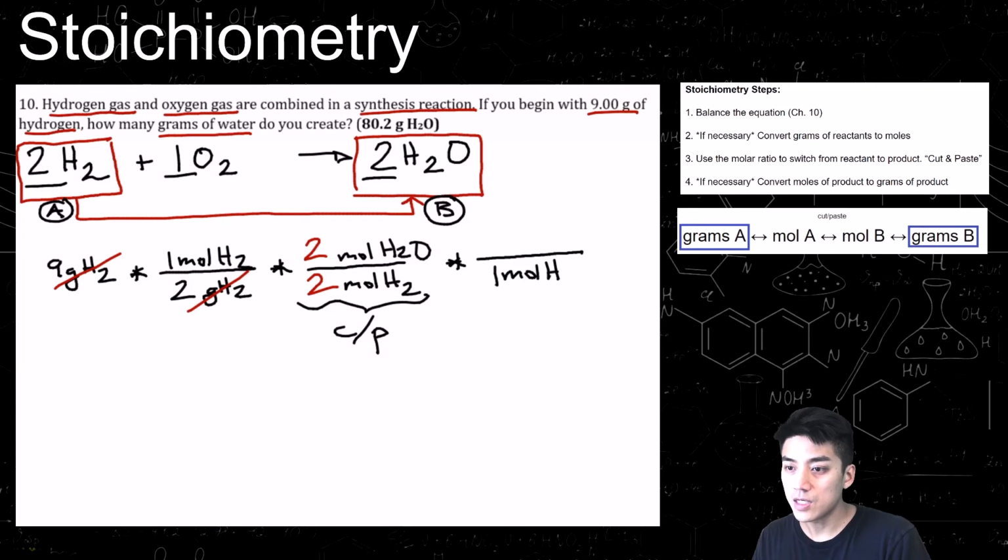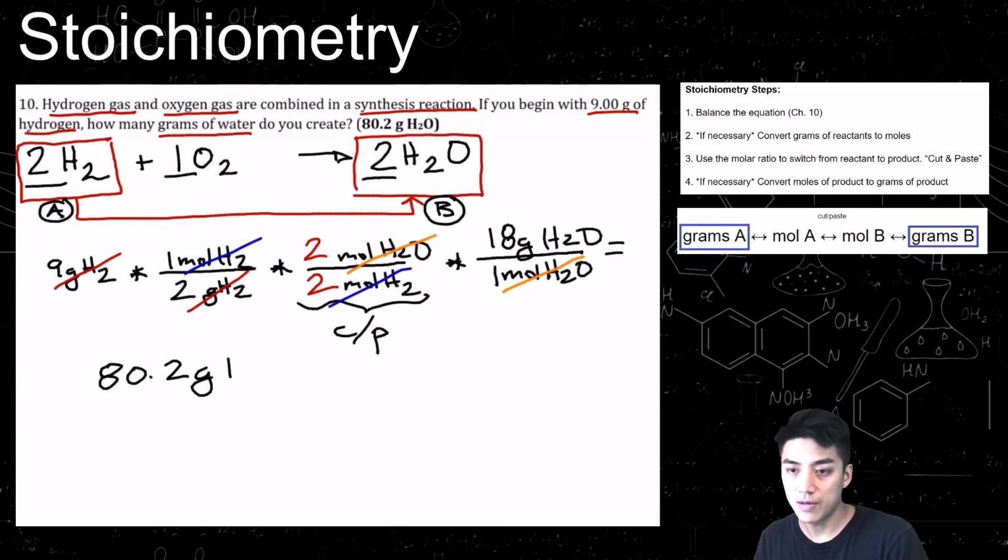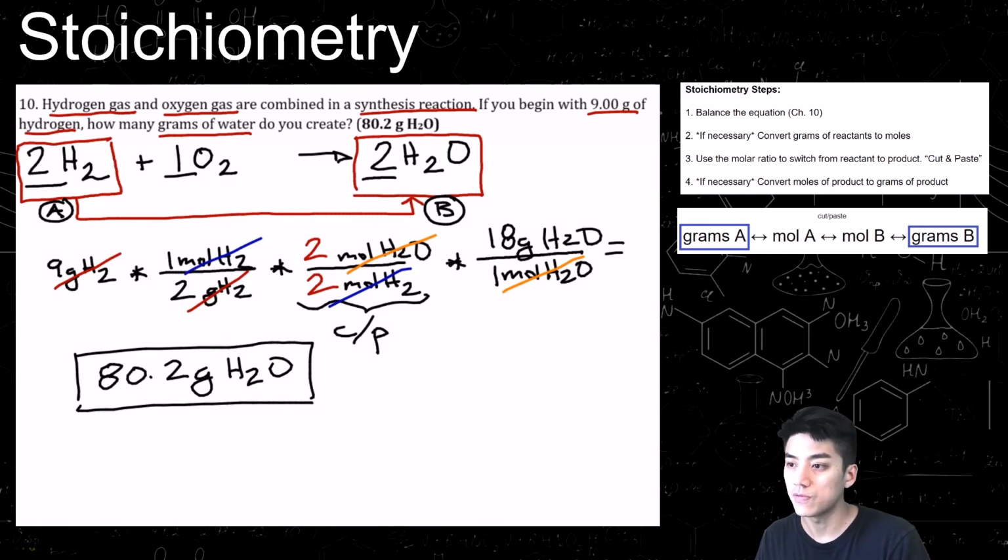And the last step, times sign, draw a line. Put moles of water on the bottom, and you want to put grams of water on top. So that will allow your moles of water to cancel out. Multiply all the numbers on top. Divide that by the numbers on the bottom, and you're going to get 80.2 grams of water for this one. So we've effectively changed from grams of compound A to grams of B.